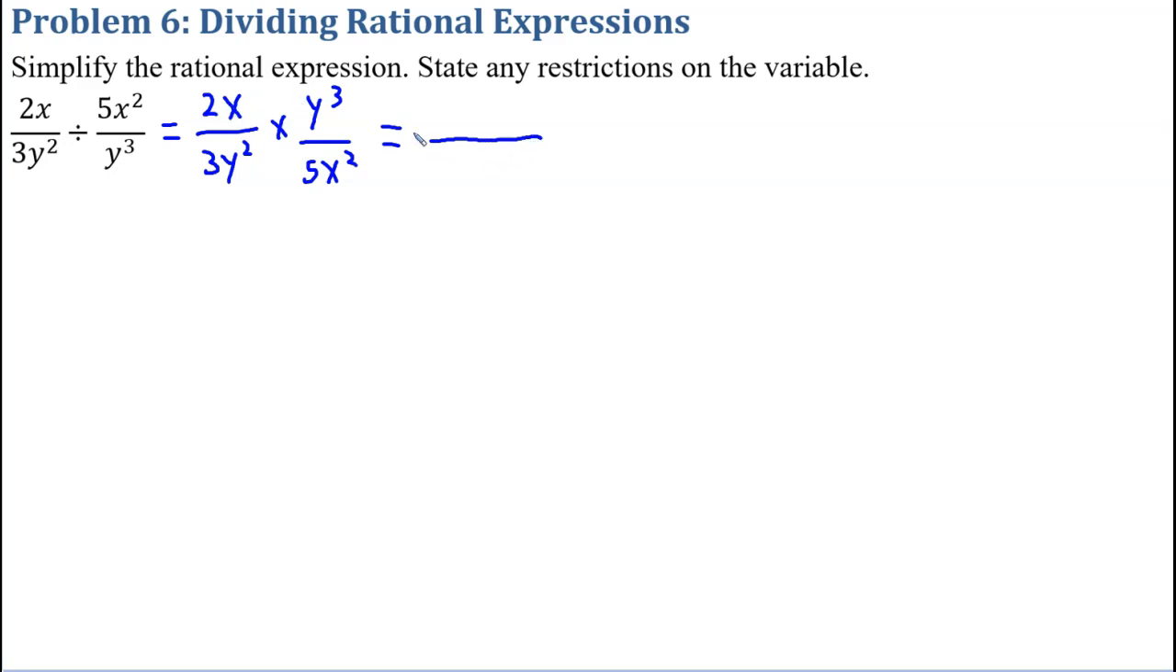2x times y to the third is just 2x y to the third. For my denominator, I can multiply the 3 and the 5 together to give me a 15. And then we can say y squared x squared.